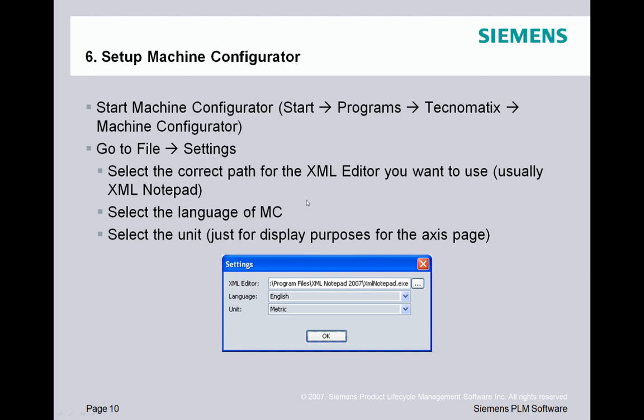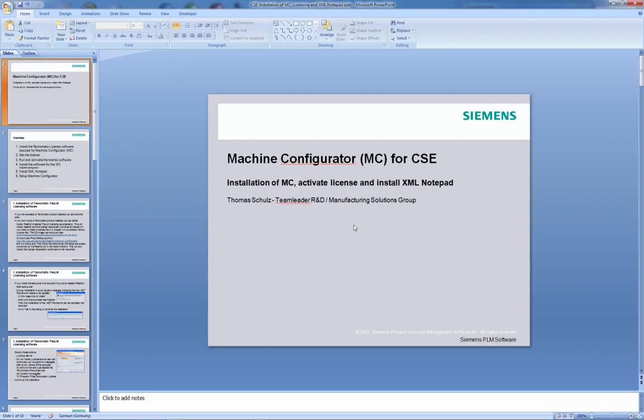And then if you start Machine Configurator for the first time, you should make some settings. Under File Settings, you can specify which XML editor you want to use, which language you want to use, at the moment it's only available in German and English, and which unit you want to use to enter the access parameters.